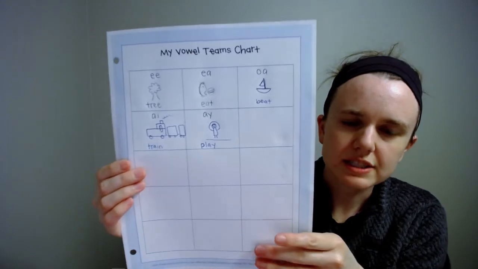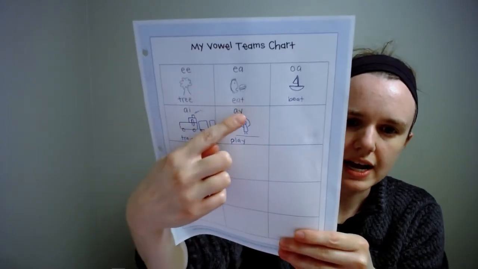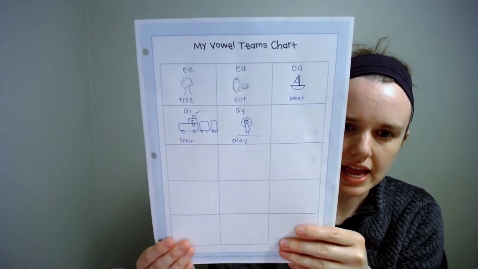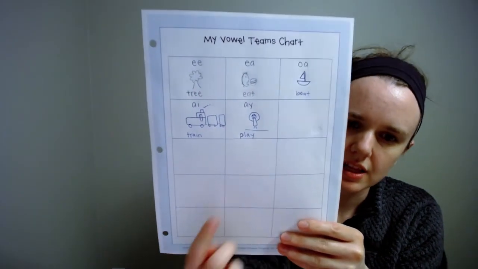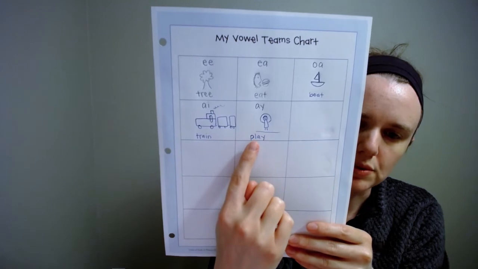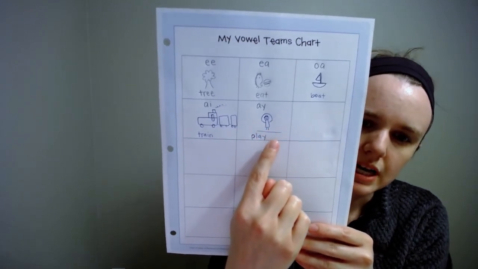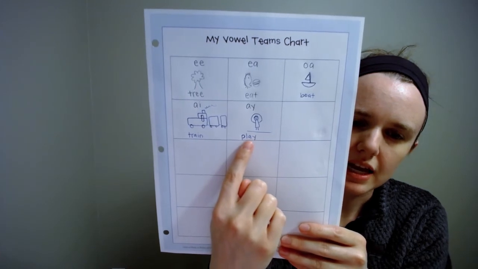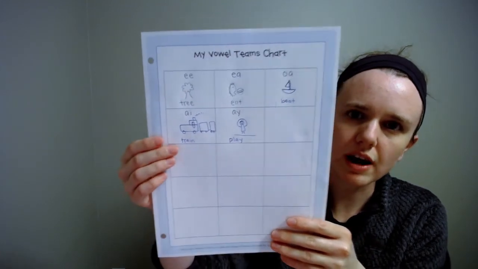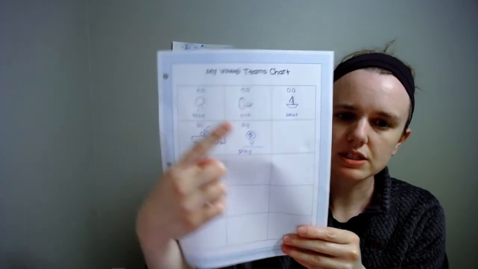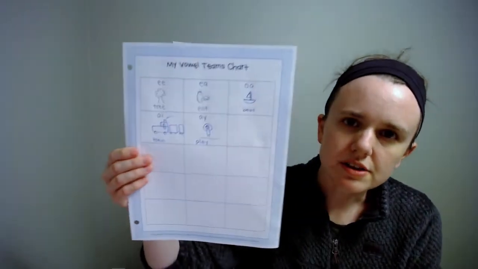Our last vowel team for today is AY. AY also says A, but often this A is at the end of a word. So like our snap word play. I drew a picture of someone playing jump rope and I wrote that word play. So I want you to finish off your vowel teams chart with an example word for each of our vowel teams, and you can color them if you would like.